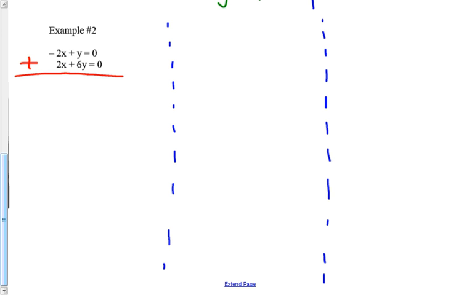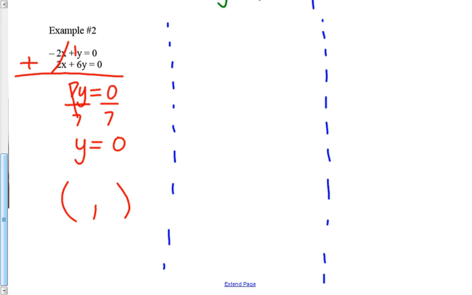When they are added together, if you look here, I have negative 2x and I have positive 2x. Those cancel out. That becomes 0x, or just 0. Then I have 1y plus 6y is 7y, which equals 0. Then I'm going to divide by 7 to get y by itself. Once I get y alone, I have 0 divided by 7, which is 0. Now I have one of the two pieces of my answer. I have the y value.